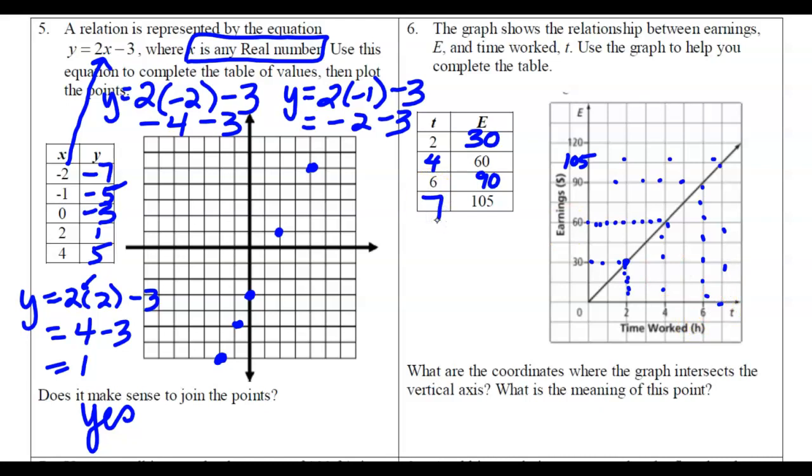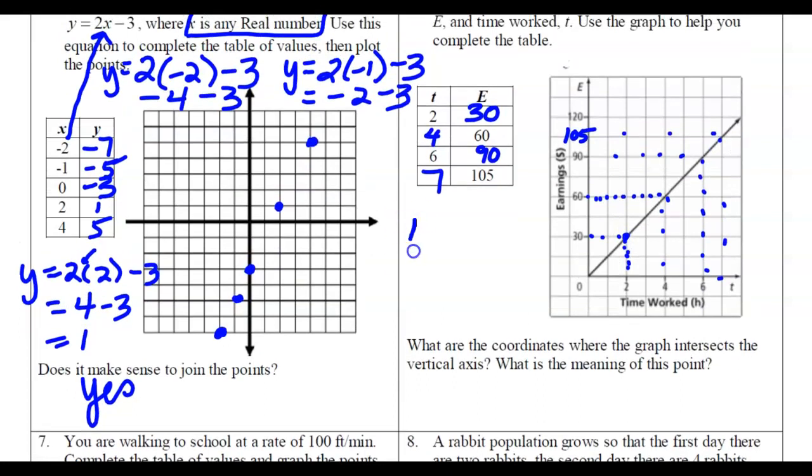So what do you think the rate of pay is? 2 hours, you get paid $30, right? $15, right? Because 30 divided by 2 is 15. 60 divided by 4 is 15. 90 divided by 6 is 15. 105 divided by 7 is 15. So that really is going to give you the equation. It doesn't ask for it, but what it would be is E equals 15T. So you put in the number of hours, you multiply by $15 an hour. That's minimum wage right now, right?